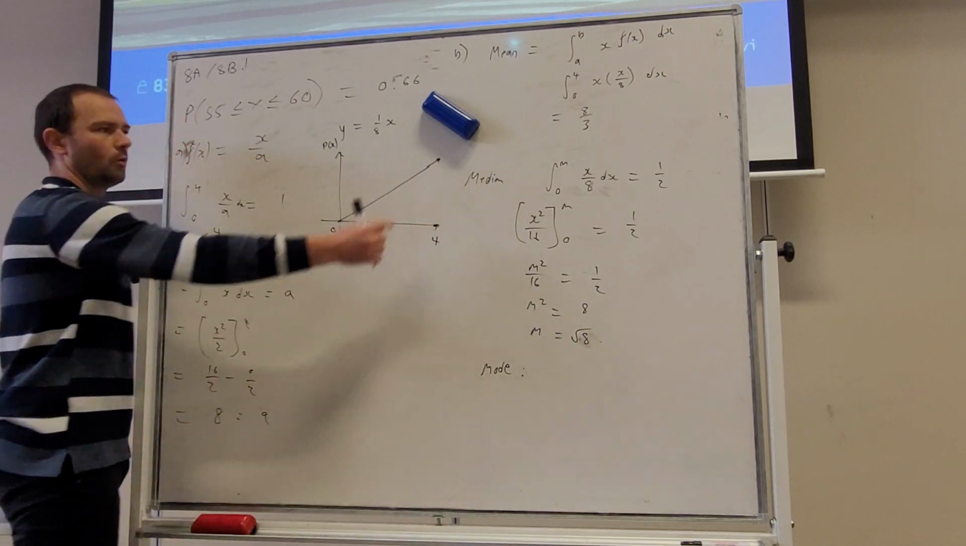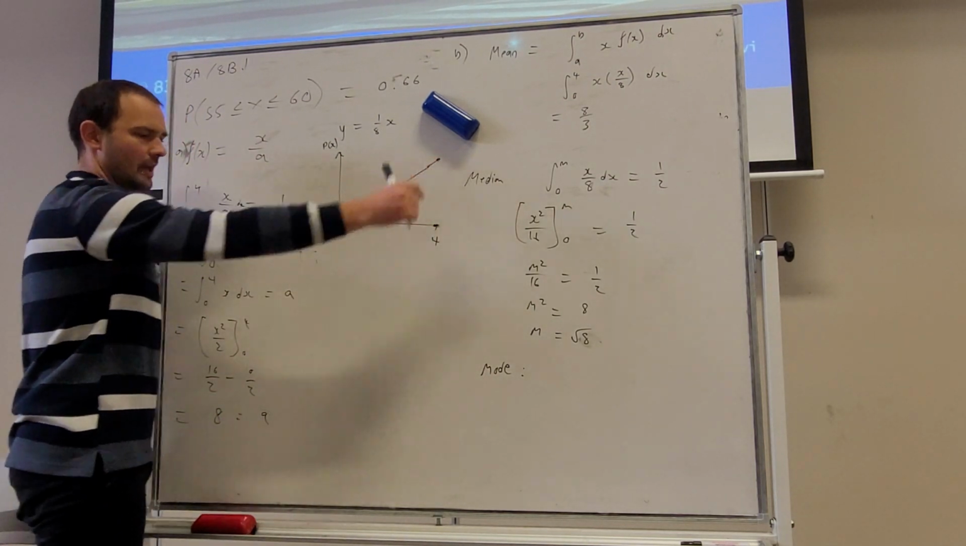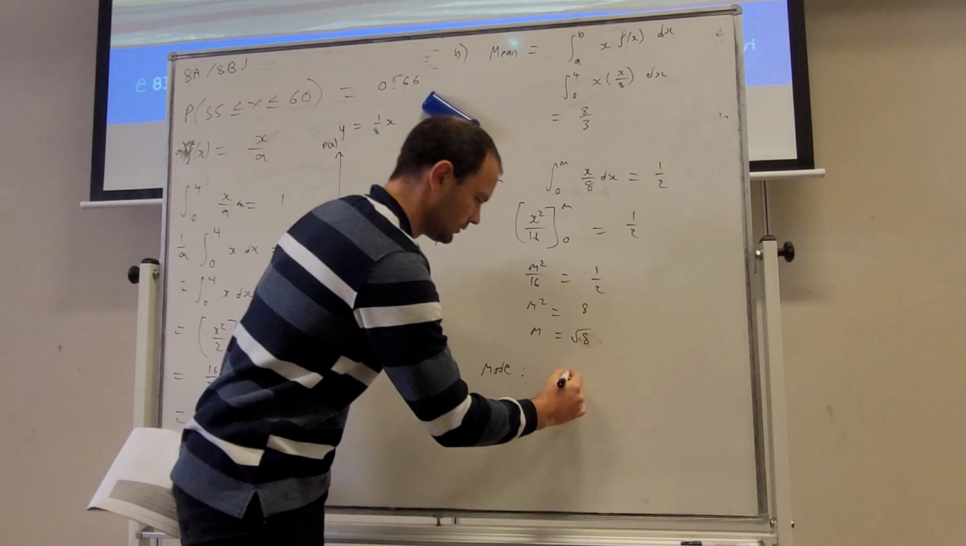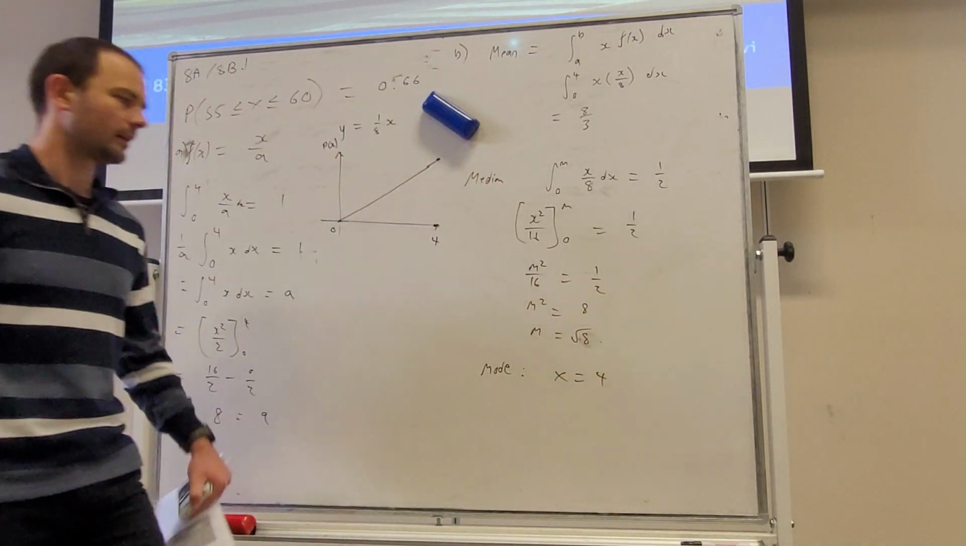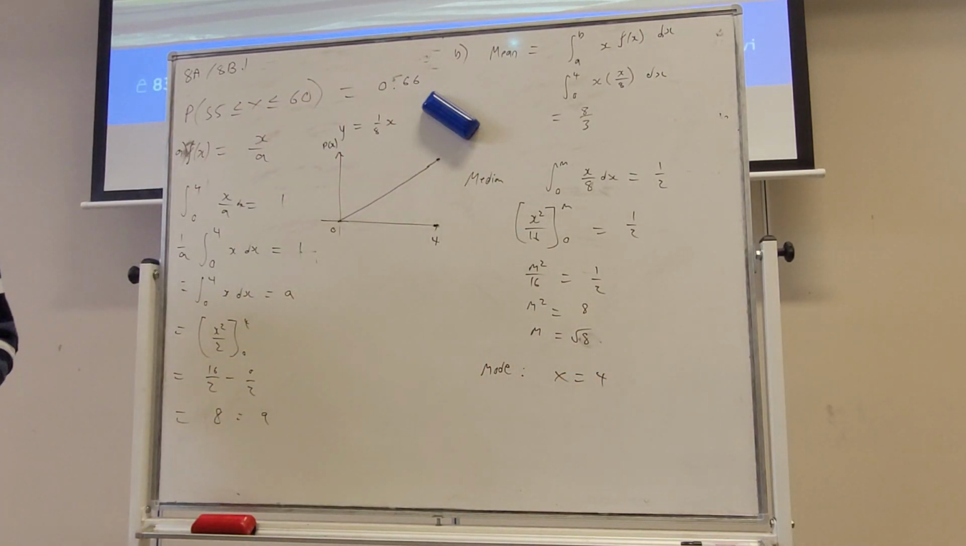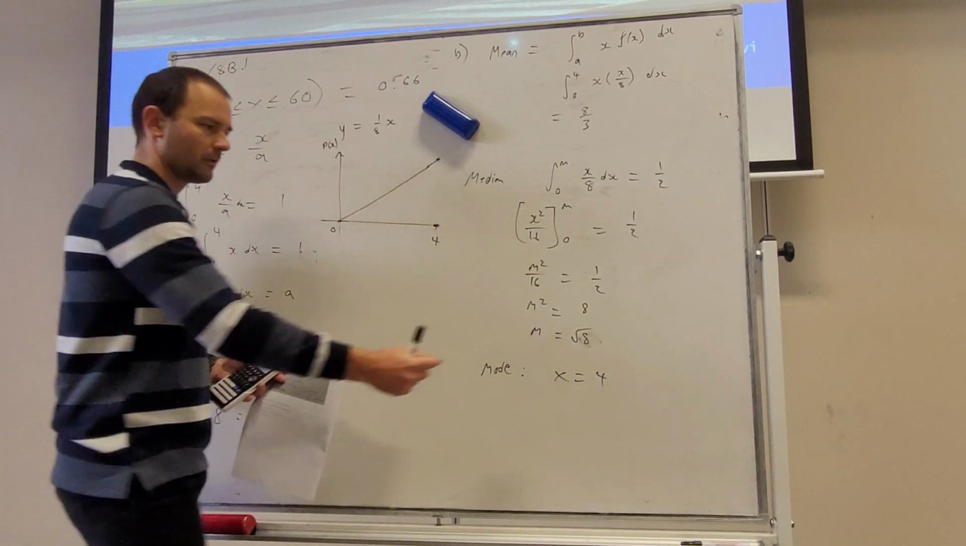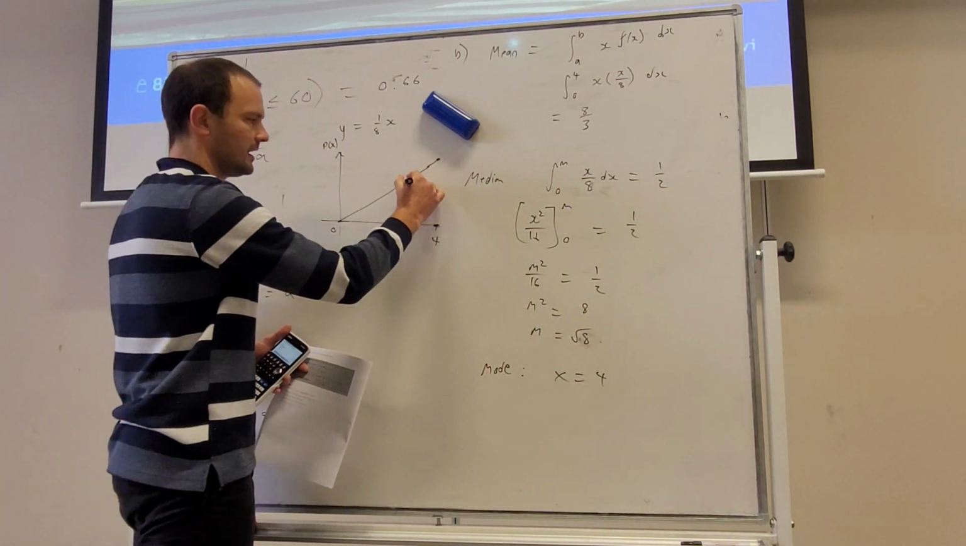Over this interval, 4. The probability is highest here, so our mode is 4. The x value that corresponds with the highest probability is 4. Our median we saw was square root of 8. So that's like here somewhere.